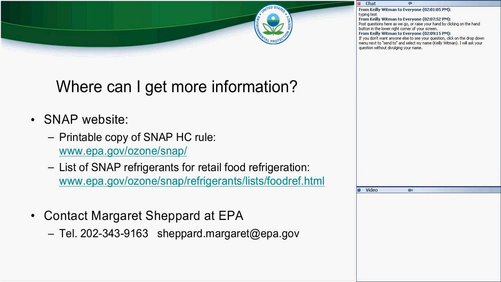Okay, so that's my quick brief through the main requirements of the SNAP hydrocarbon rule, and just a little bit more on the SNAP program and how it works. I guess now is a good time to open things up for questions.